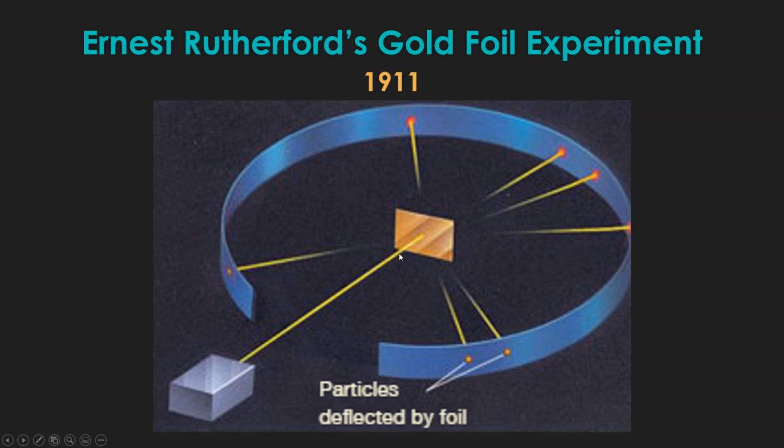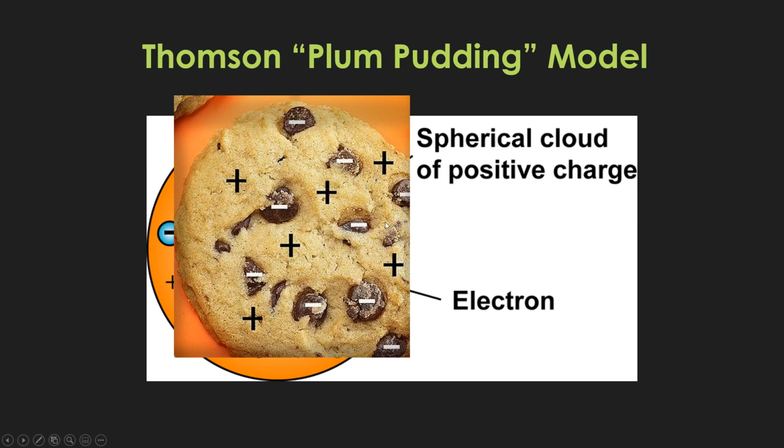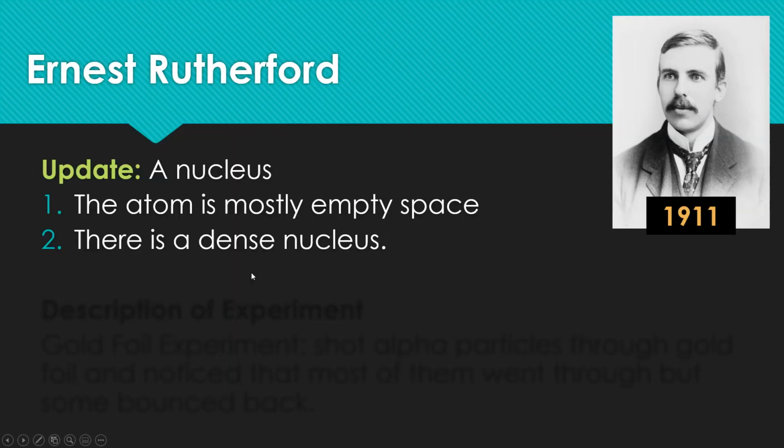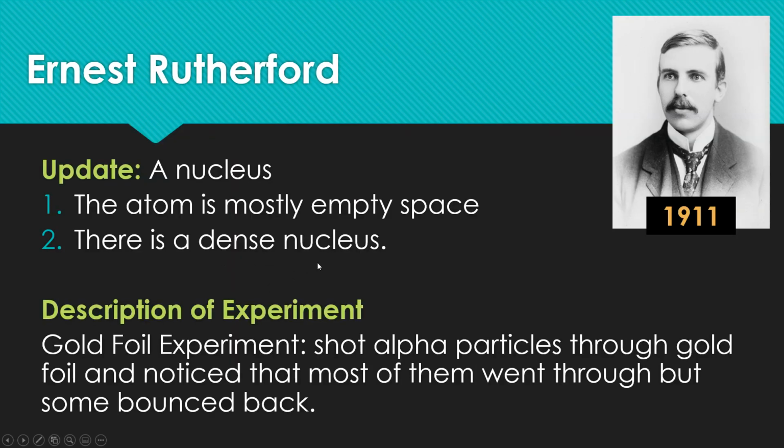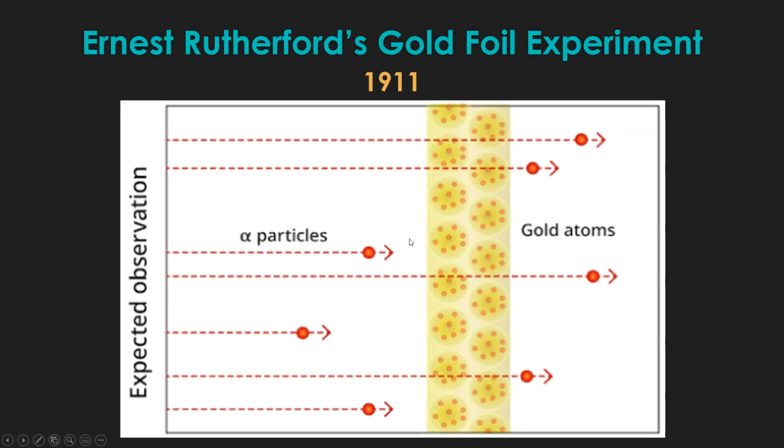Well, what it turned out happening was some of them sort of veered off to the sides, and then some bounced back, which he's like, what? How do you bounce back? What exactly is in this cookie that's making things bounce back? So that's why he came up with this idea of a dense nucleus, that there was something in there that was so dense that when you shot an alpha particle in it, it would bounce off.